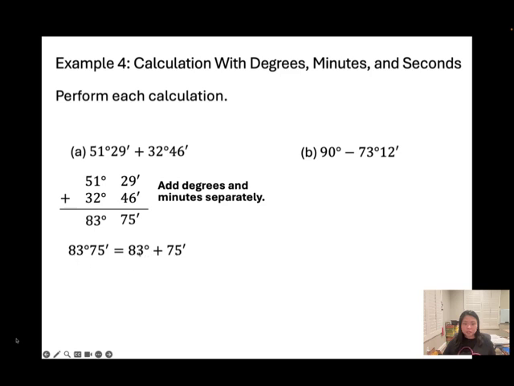I break it down into degree and minutes. And 75 minutes, I can write as 60 minutes plus 15 minutes. Okay, right? Add it up, that's equal to 75. And then you know 1 degree is equivalent to 60 minutes. So this becomes 1 degree. And then we're going to add up the degrees together. So 84 degrees, 15 minutes.